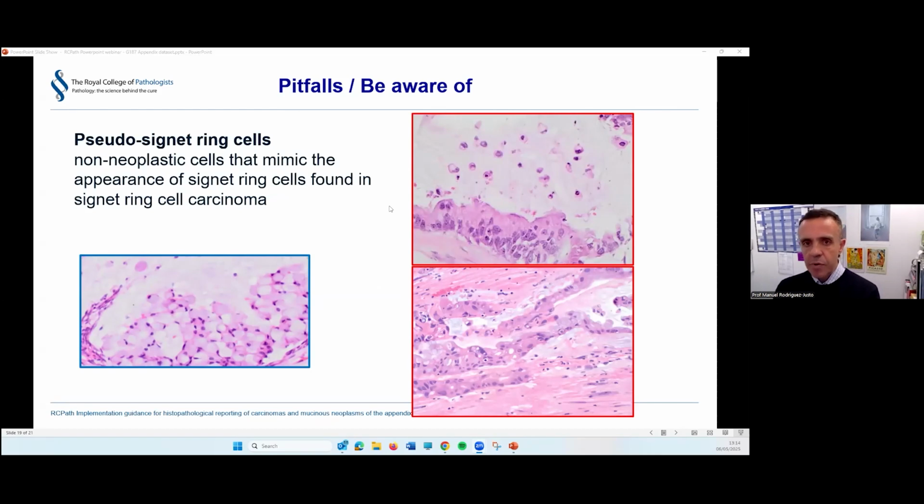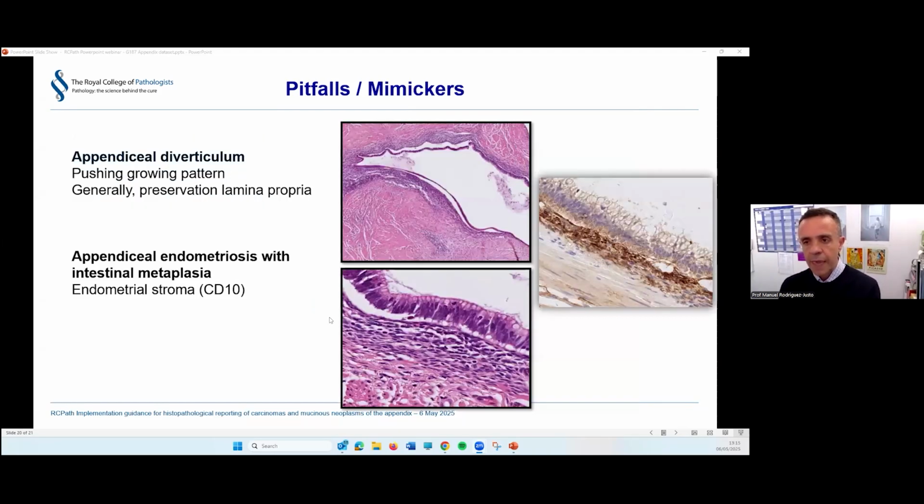A couple of slides about potential pitfalls. So just remember these pseudo-signet ring cells. Here on the right side, you have the typical signet ring cell morphology, and it's not very rare, like in the gastric carcinomas, that you have these degenerated epithelial cells or macrophages that look like signet ring cells, but they are not signet ring cells. And you can see that with the morphology, whether you do mucin stains or proliferation markers, but just be aware that sometimes they are very tricky to differentiate.